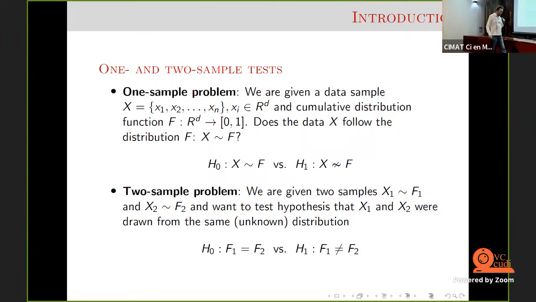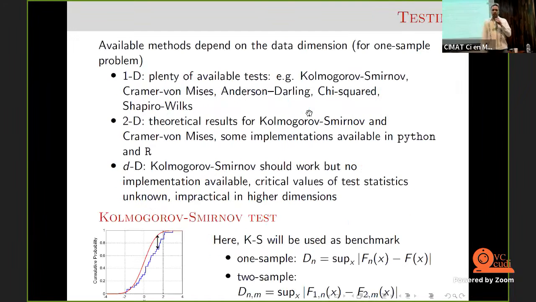The two-sample problem is very, very similar, to the extent that we don't have a cumulative distribution function, but we have two finite samples of points, and we want to test the hypothesis whether those two samples of points are sampled from the same probability distribution, or maybe from two different probability distributions. That's a very standard task in statistics. And if you happen to have such a problem, then you may have a lot of tools available at hand. But the availability of tools depends on the dimension of your data.